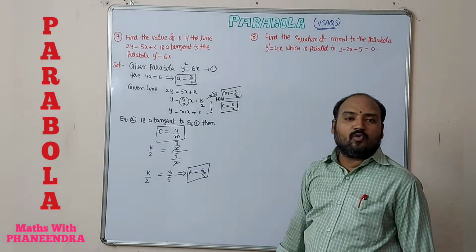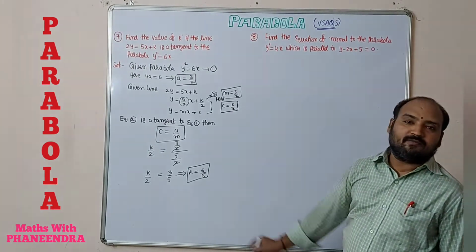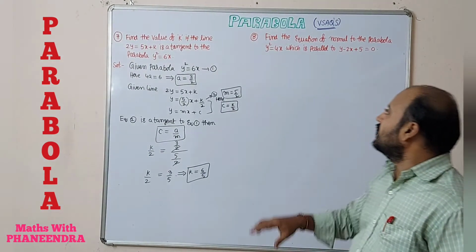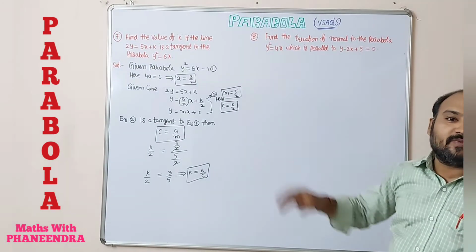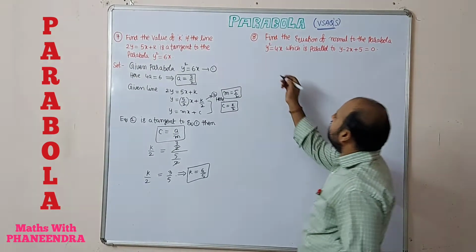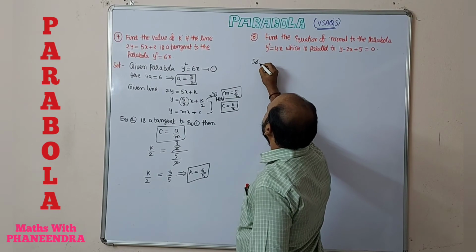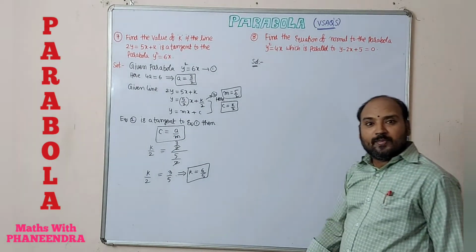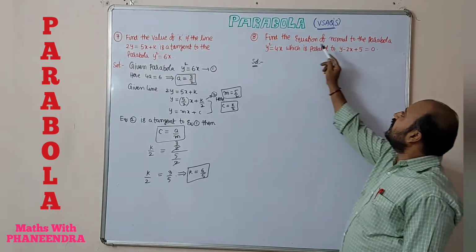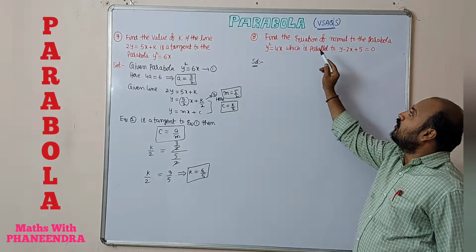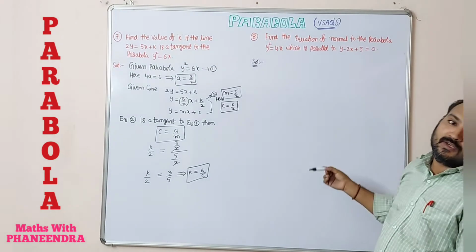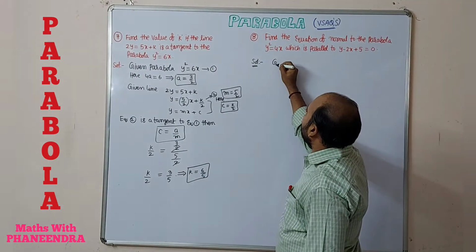Therefore, the value of k is 6 by 5. And the next question, even this question is important for the competitive exams itself. It's a different question related to tangent and normal with slope m. Find the equation of the normal to the parabola y square is equal to 4x, which is parallel to the given line.